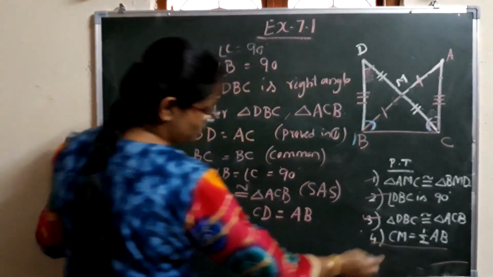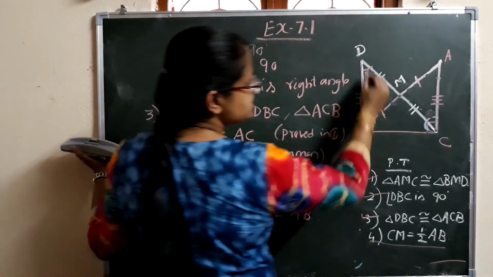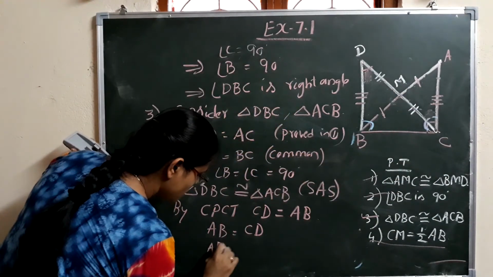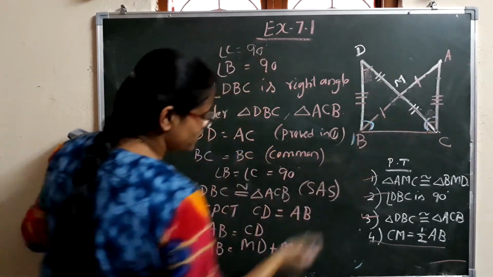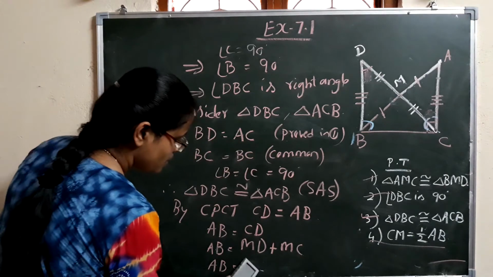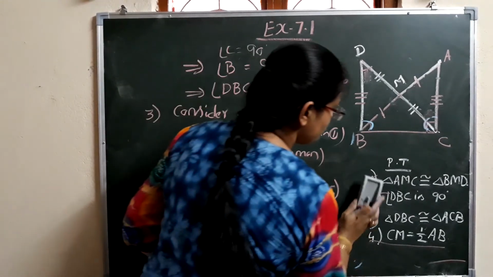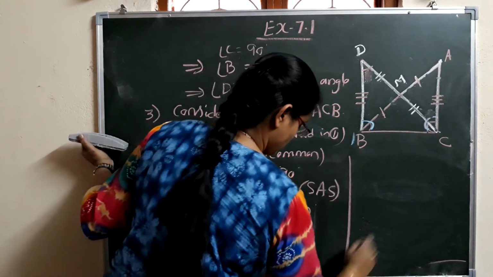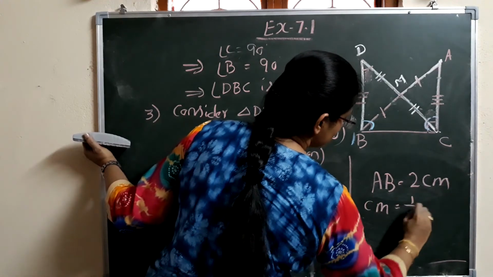Now we have to prove this portion, the last part. So when AB is equal to CD. Now this CD line is divided into two parts. What are those? MD and MC. AB is equals to MD plus MC. And you know these two are equal, already given in the question. So I am writing in place of MD also MC or CM. CM plus CM. So what you can prove? We get AB is equal to 2 CM. Hence, CM is equals to half of AB.